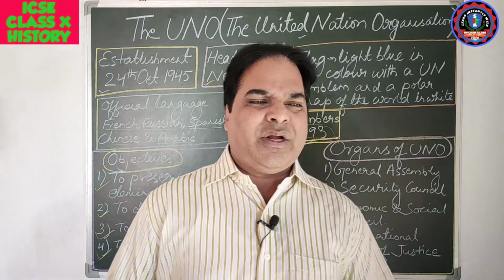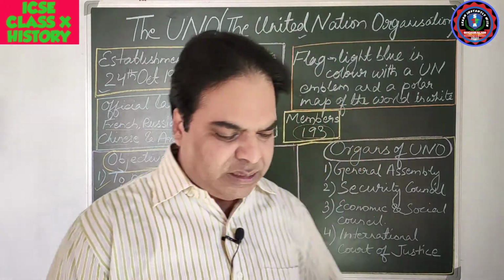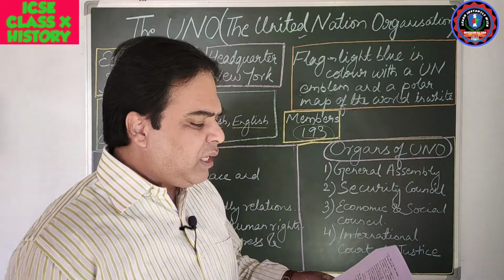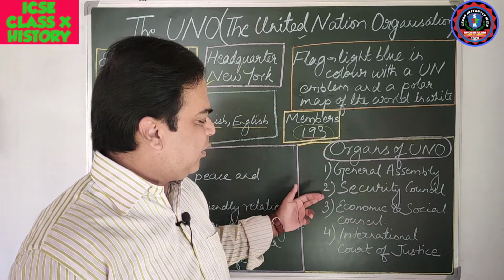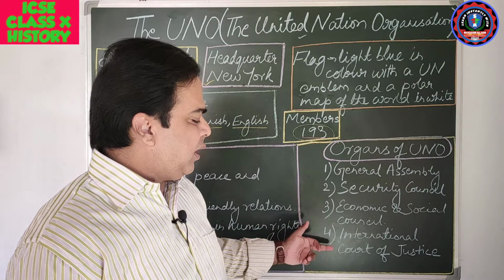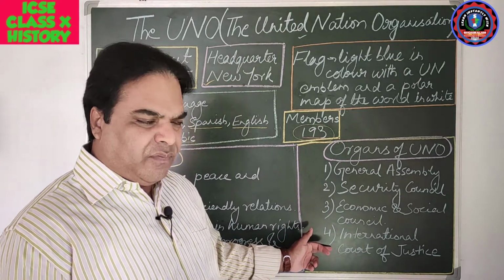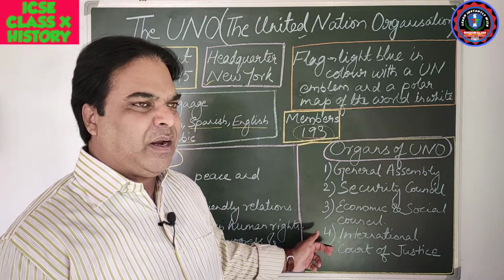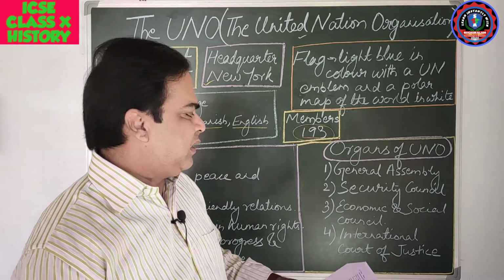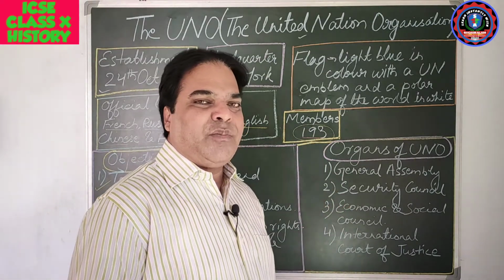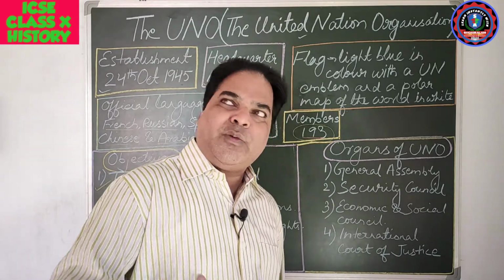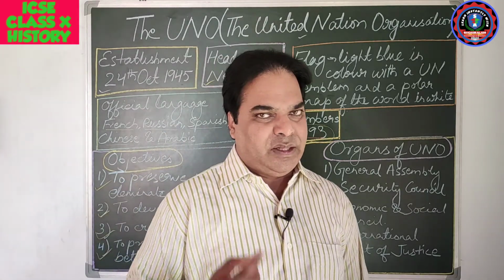So all these things are not required. As per your reduced syllabus, it is mentioned that just the names we have to mention: General Assembly, Security Council, Economic and Social Council, International Court of Justice. But still, once we have started that chapter, I would like to give you a short detail about the composition and functions. The General Assembly is composed of all the members of the United Nations; all the members of the United Nations are members of the General Assembly.